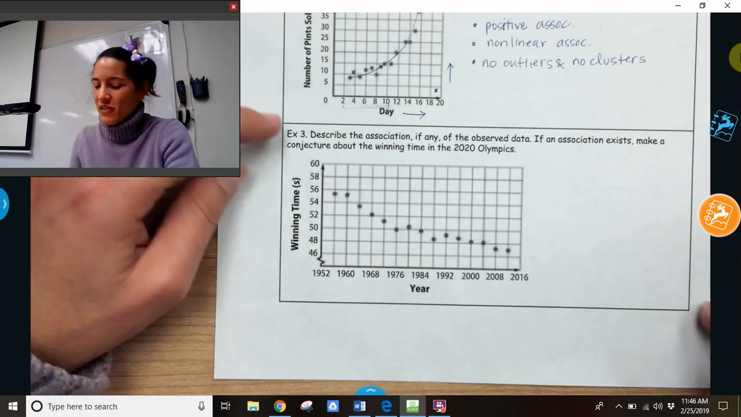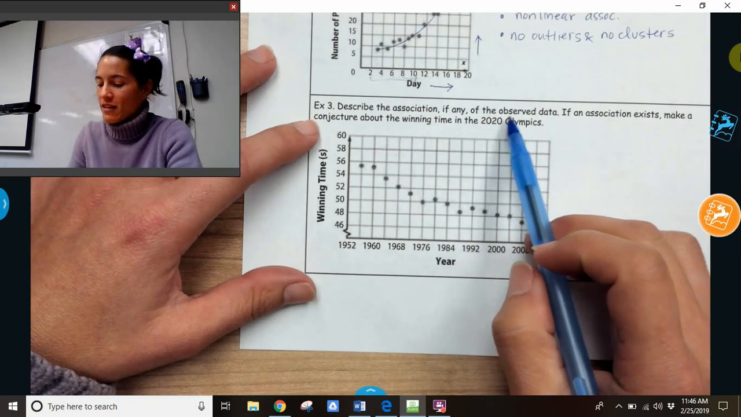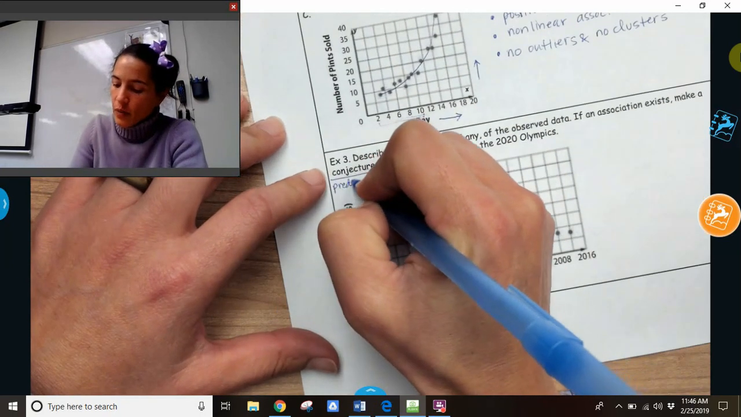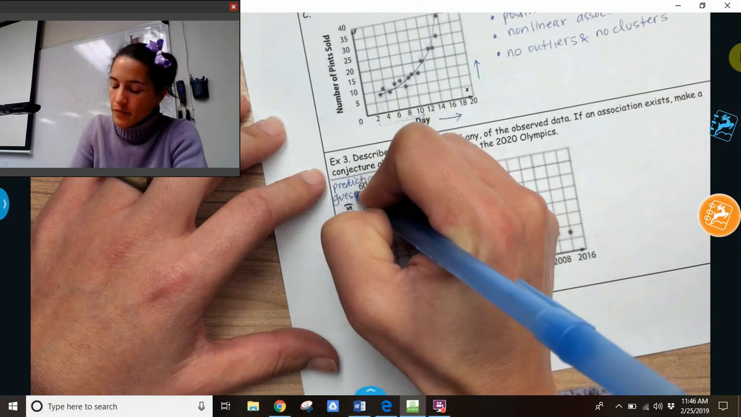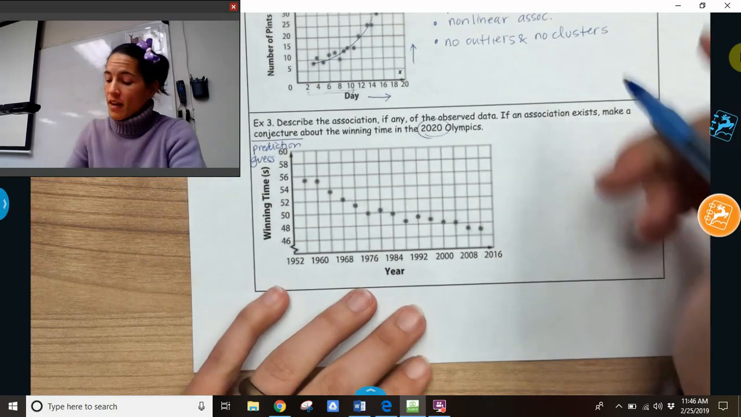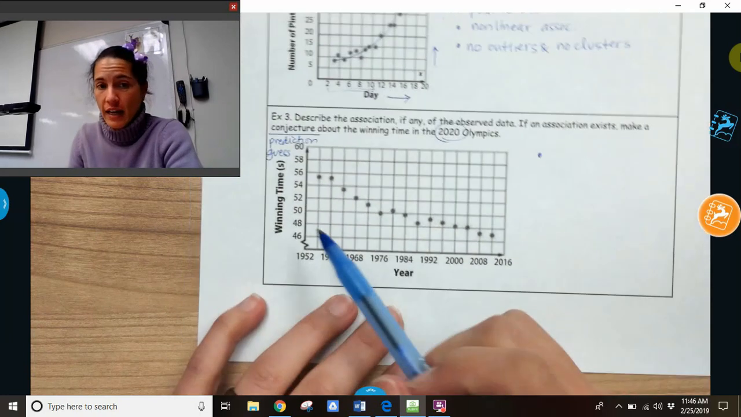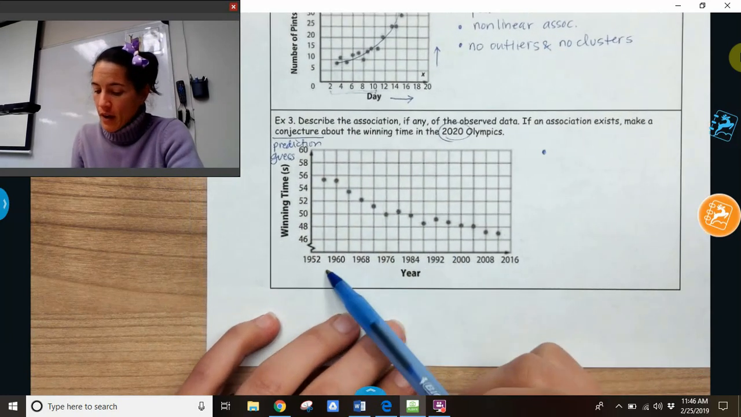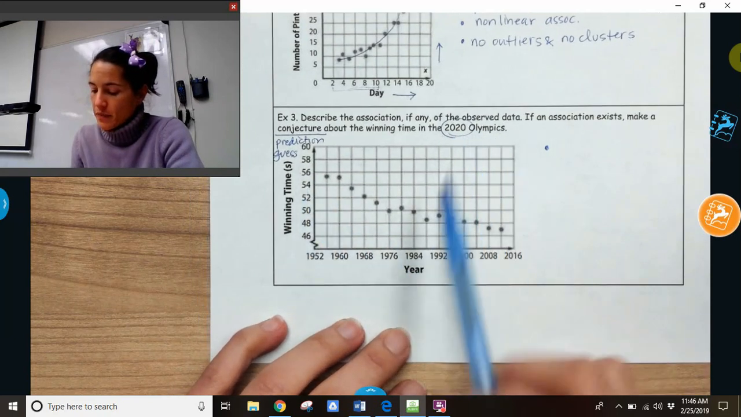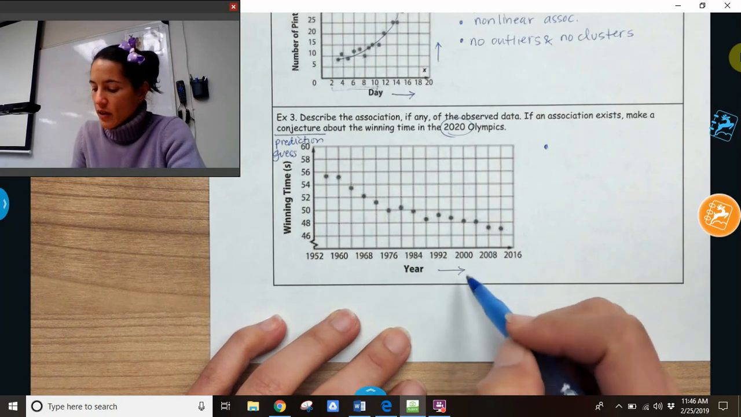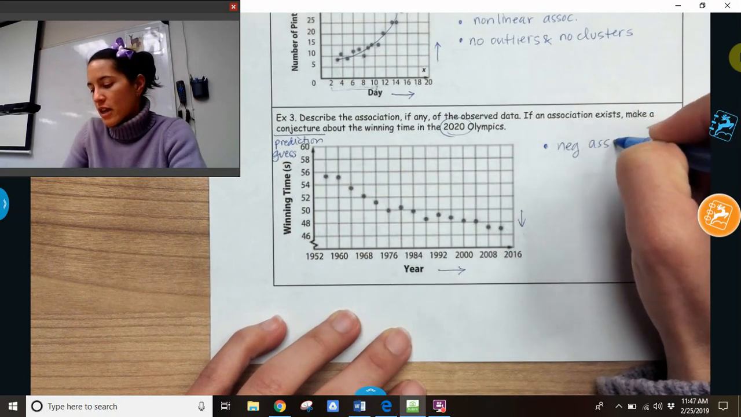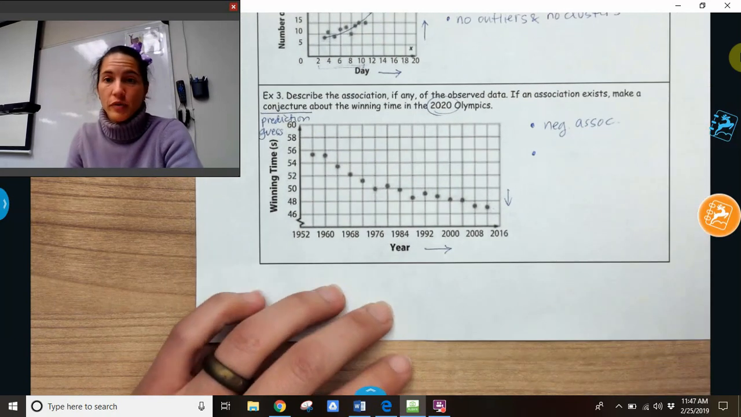Okay? So last one. Describe the association, if any, of the observed data. If an association exists, make a conjecture. So that's like a prediction or a guess about the winning time in 2020. Okay. So positive or negative as the winning times and the year. So I don't know what sport we're talking about, but we're talking about the Winter Olympics, or just Olympics. So as the years increase, the winning times have decreased. So this would be a negative association. Over the years, people are getting faster.